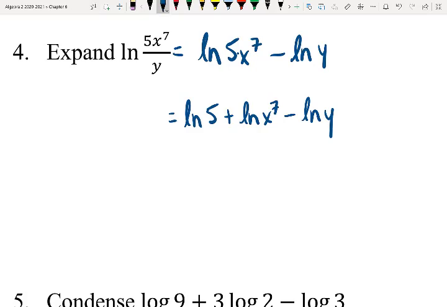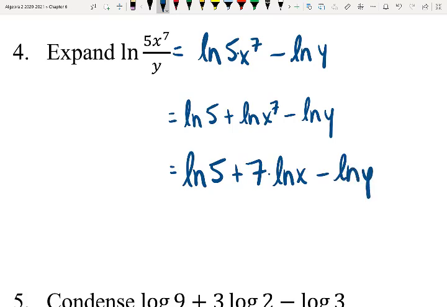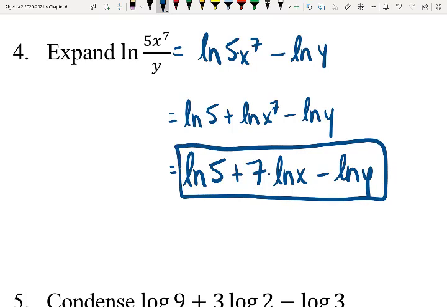Now all we have to do is handle the exponent in that middle term. Like we just did on number 3, if I'm trying to get rid of my exponent and bring it to the main level, that exponent just becomes my coefficient out in front. So my final expansion, all the way expanded out as far as possible, is the natural log of 5 plus 7 times the natural log of x minus the natural log of y. And that is expanded as far as possible.